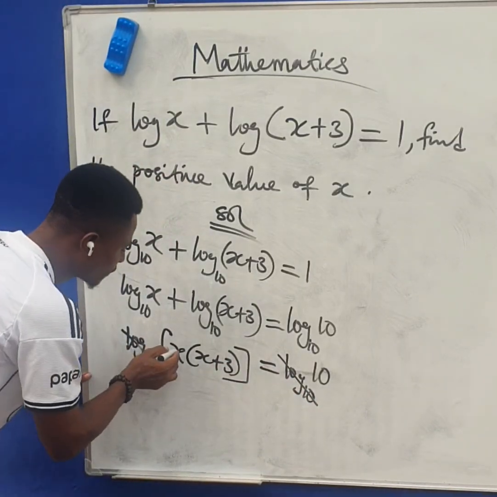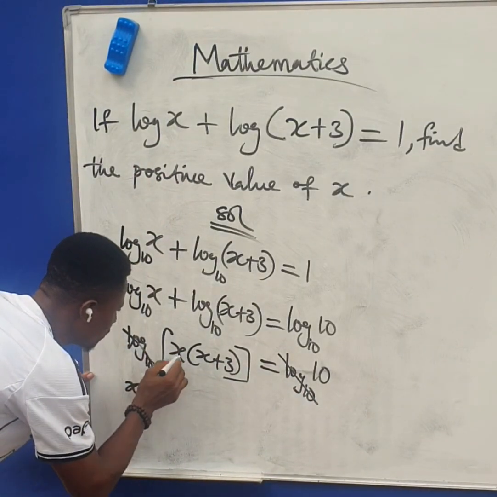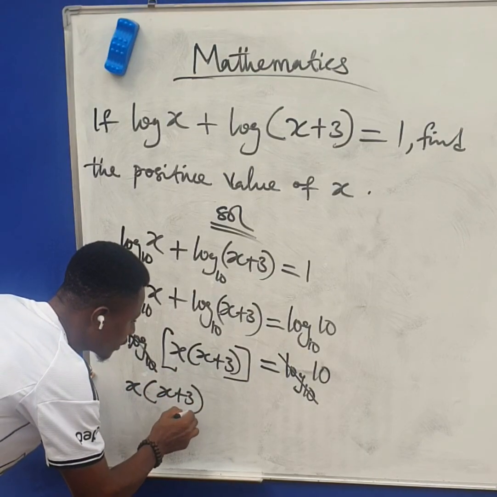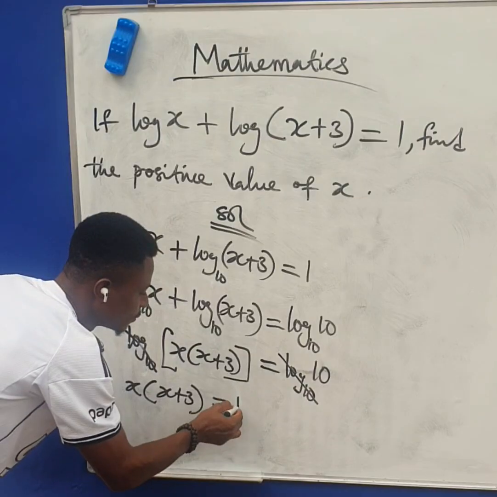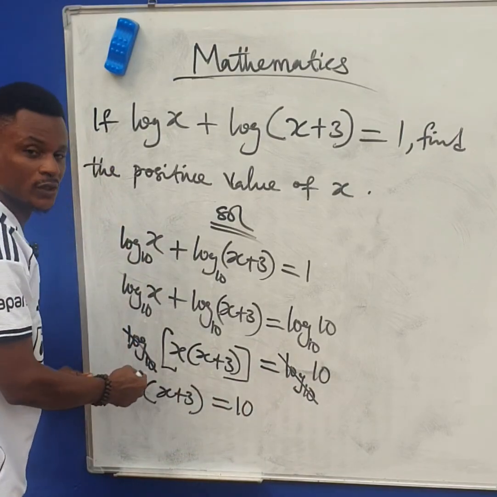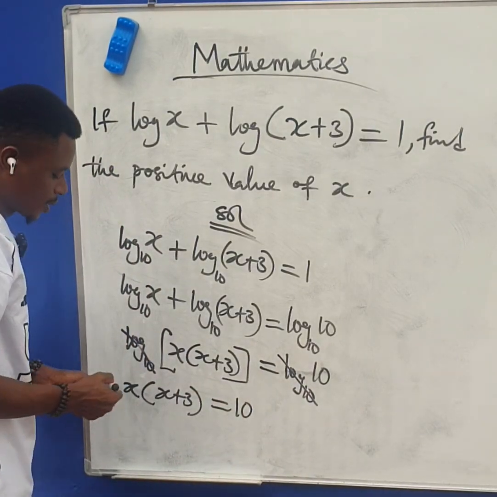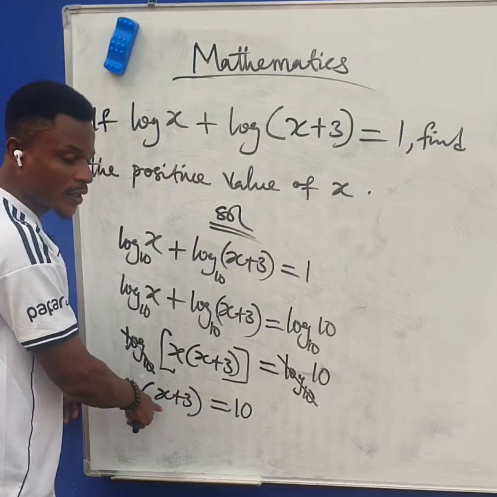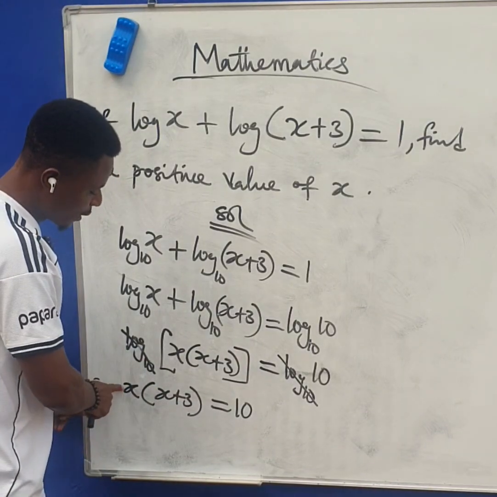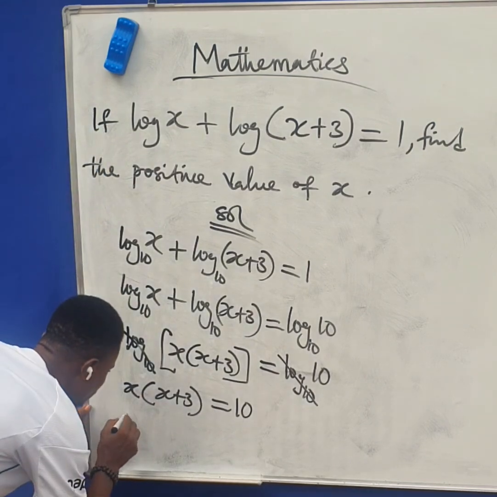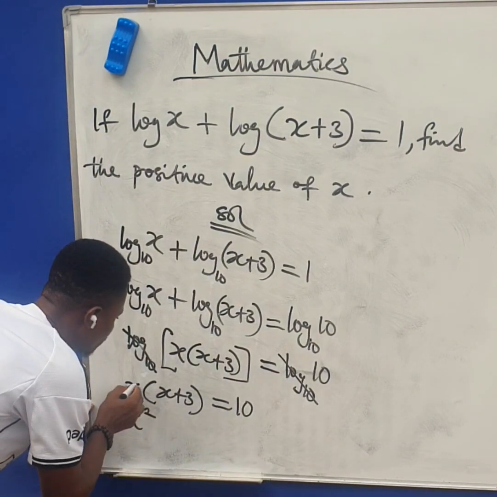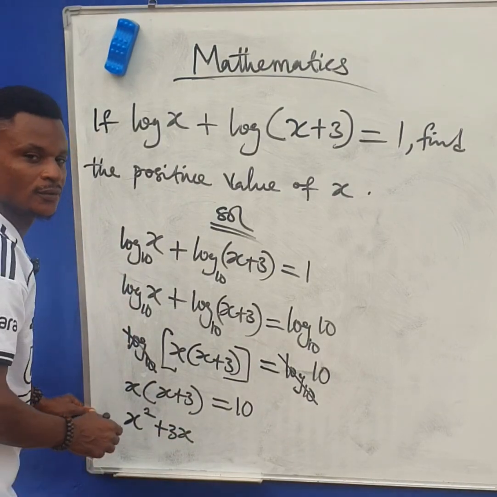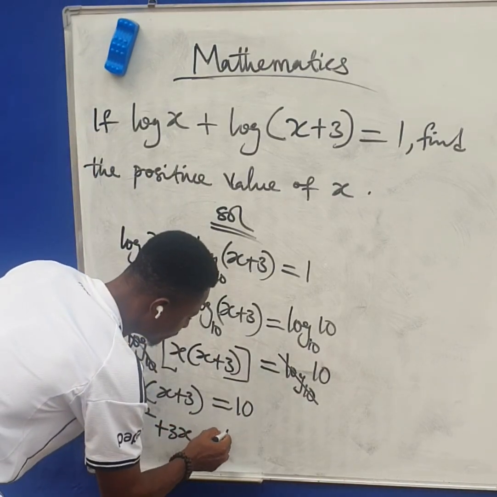And we have x(x + 3) equals, we are left with 10 here because this one has cancelled out with this one. Now, what we are going to do is open this bracket. So x times x will give us x squared. Then x times positive 3 will give us positive 3x. Then everything equal to this 10.